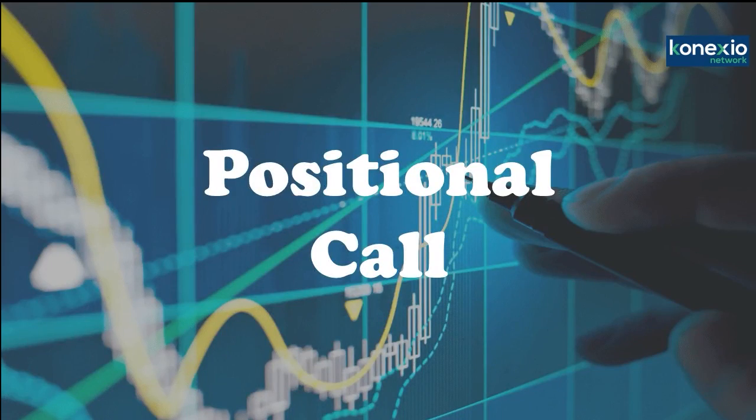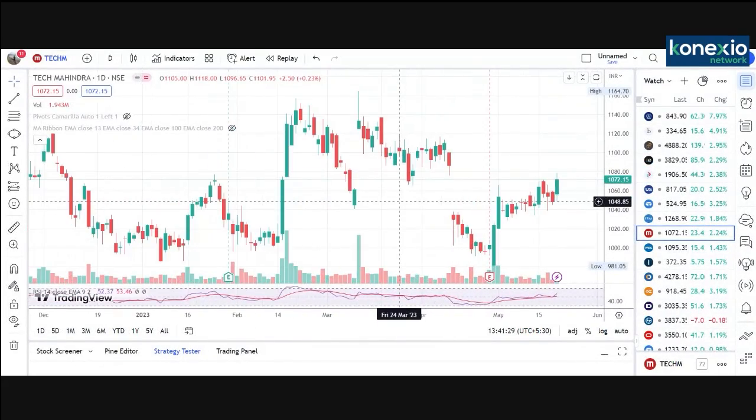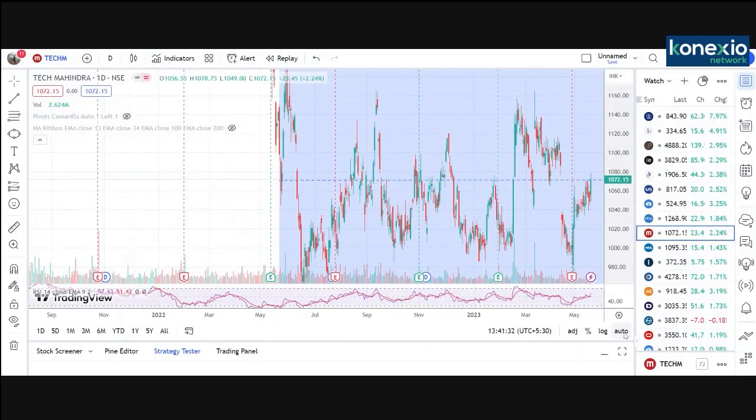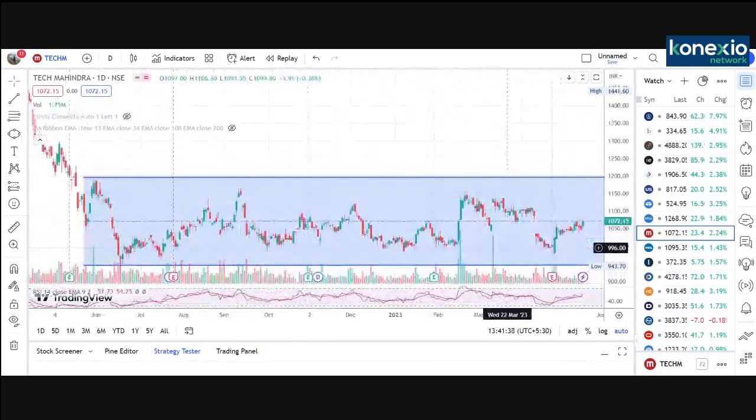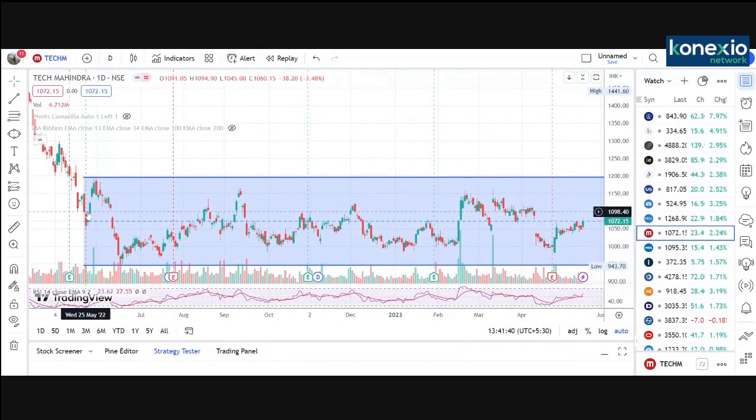Let's identify one stock from the IT sector. The name of the stock is Tech Mahindra. So let me check out this chart of Tech Mahindra. The stock has been consolidating for quite a long time. You will see on this chart that this consolidation seems to be very strong. You can see the price volume action since May 2022 till May 2023, almost 1 year. Tech Mahindra took 1 year to consolidate, 1 year to make a strong base.